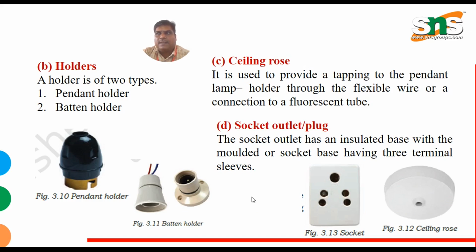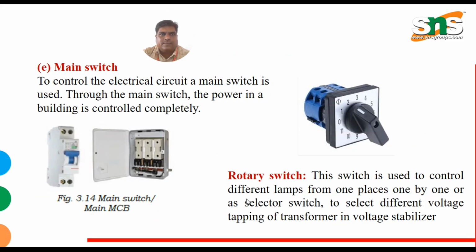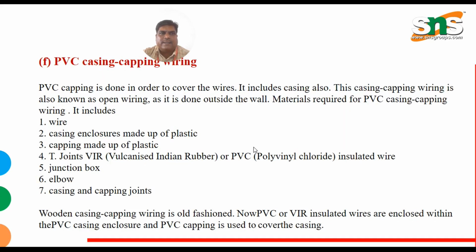Socket outlet or plug. The socket outlet has an insulation base with a mounted socket base having three terminal sleeves. You can see these anywhere in your classroom. Next is the main switch. To control the electrical circuit, a main switch is used. Through the main switch, the power in a building is controlled completely. Rotary switch is used to control different lamps from one place one by one, or as a selector switch to select different voltage tapping of a transformer in a voltage stabilizer.